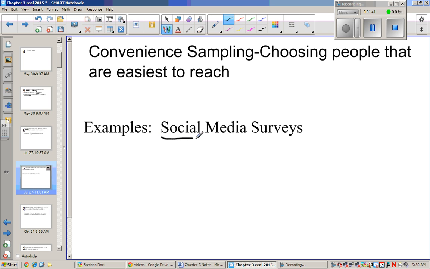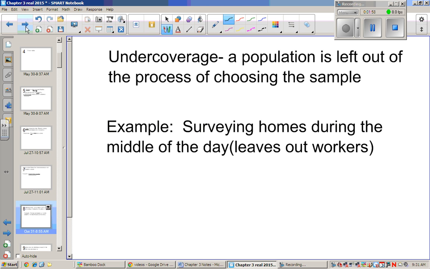Now, a convenience sampling is choosing just people that are easiest to reach. For instance, if I went on Facebook and ask people about a new shirt that I got, I won't get a representative of the whole population. I'm just going to find how some of my friends feel about my shirt. So this would be considered convenience sampling.